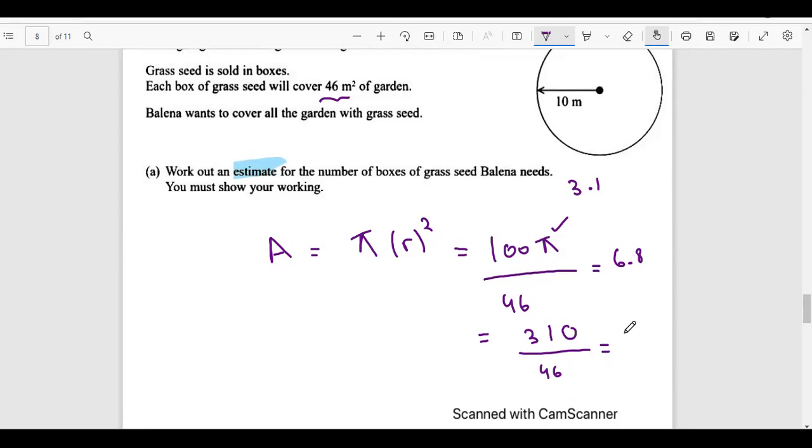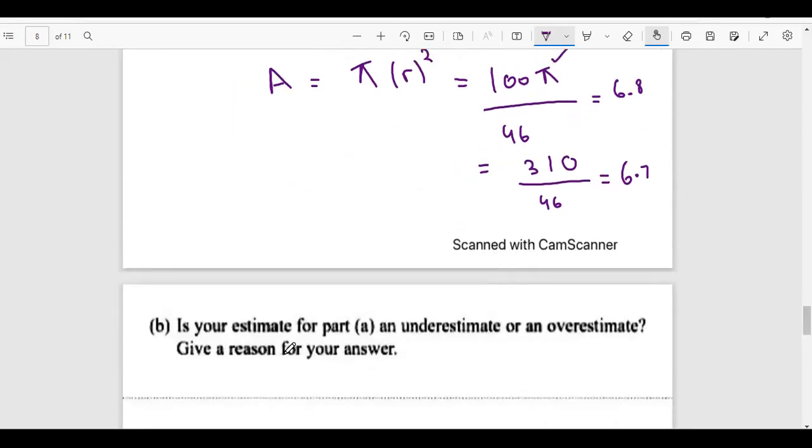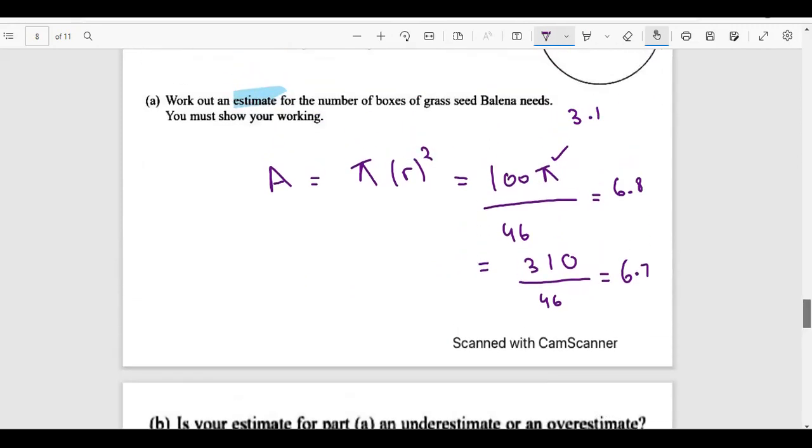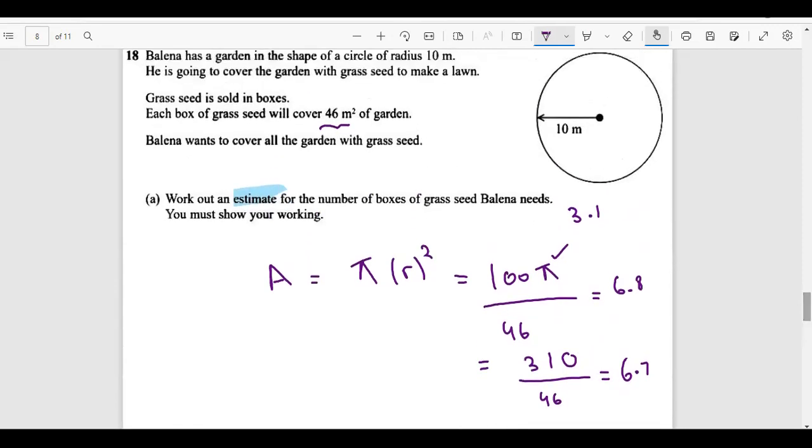So you would get approximately 6.7 something, because the next part of this question was, is your estimate for part A an underestimate or an overestimate? Okay. So this rounding off is completely your choice. It could be that some of you use something else. So your answer to the second part would vary from student to student. It totally depends on your estimate.